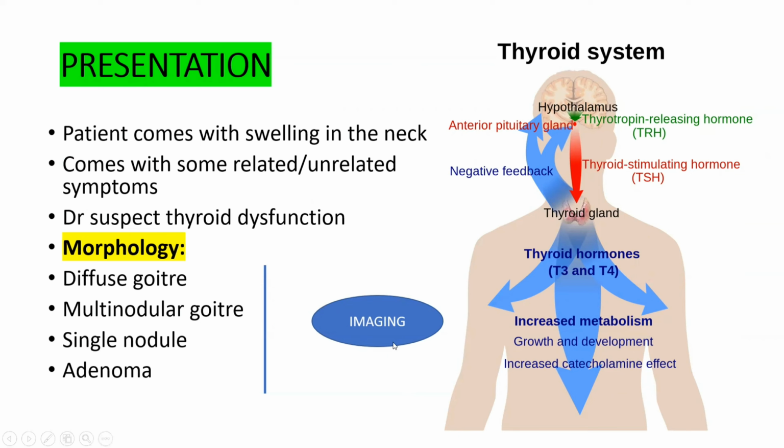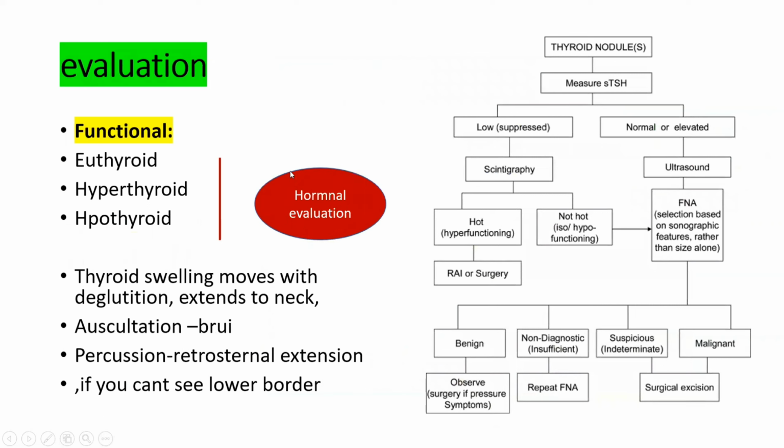Based on imaging and morphology, thyroid swellings are classified as diffuse goiter, multinodular goiter, or single nodule or adenoma. Based on hormonal evaluation, the thyroid function test, it can be classified as euthyroid status, hyperthyroid, or hypothyroid status. Usually, thyroid swelling is a midline swelling in the neck that moves with deglutition and extension of the neck. On auscultation, in some cases we may feel a bruit. On percussion, if retrosternal extension is there, you may get a dull sound.